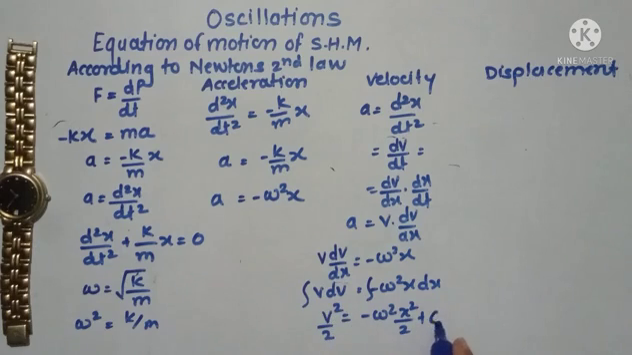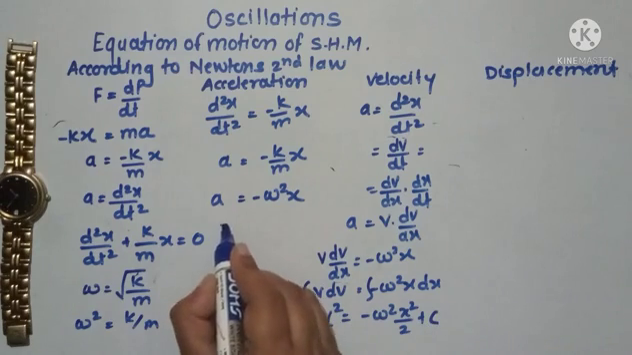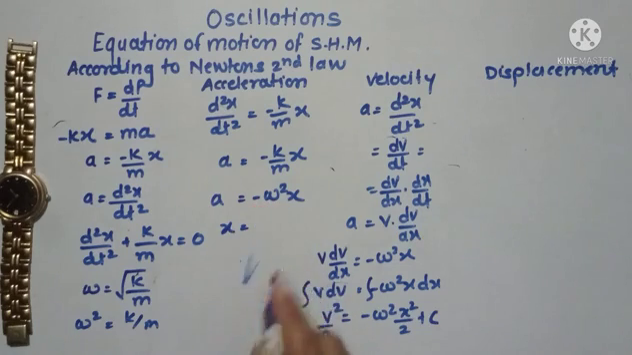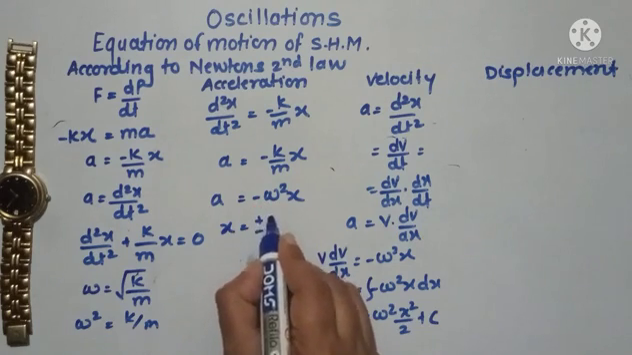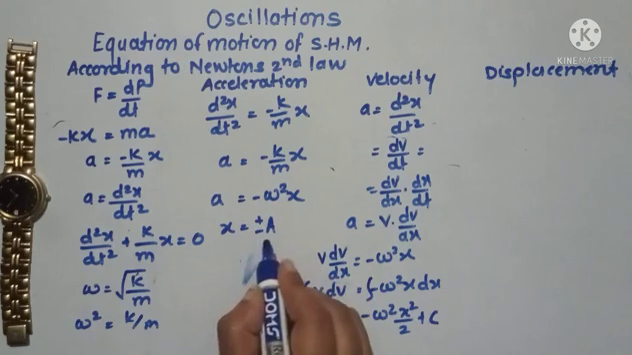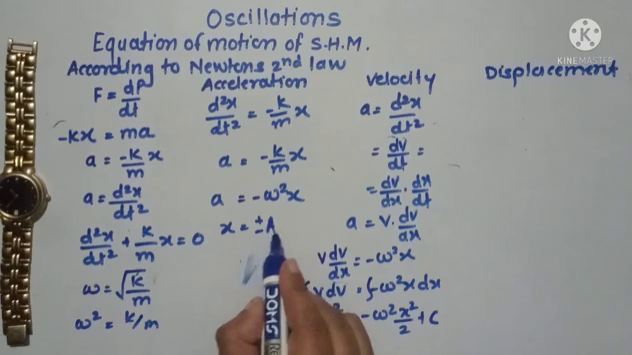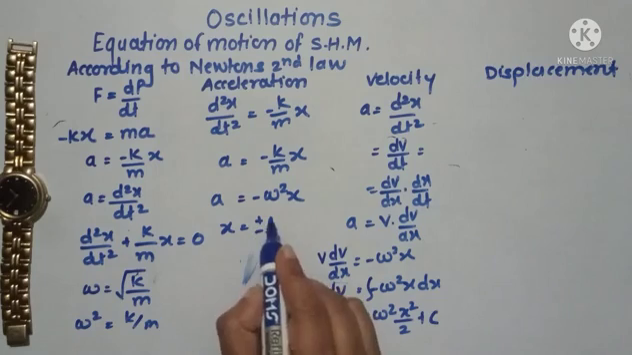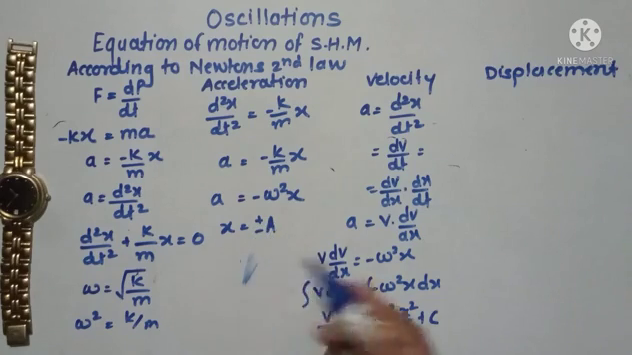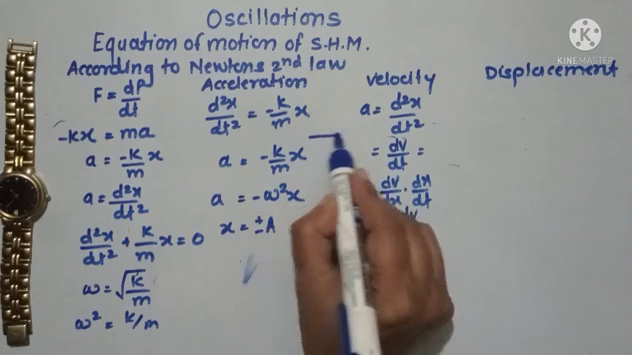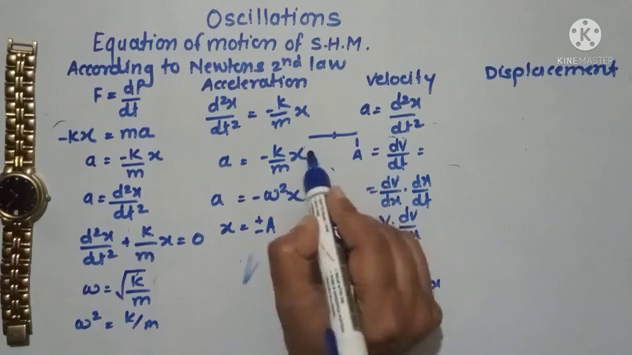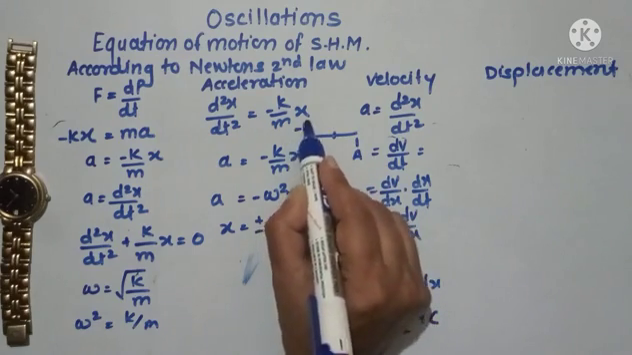Now if I want to calculate the value of c, I can take the boundary conditions, when x is equal to plus minus a. So a is the amplitude, the maximum displacement from its mean position, which we call the amplitude. We have taken the amplitude a, and this amplitude a can be positive or negative. Suppose this is a particle, so this is plus a, and on this side this is minus a.